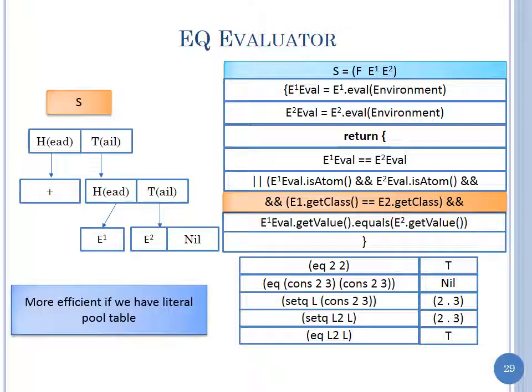And I'm going to argue that if we have a literal pool table, then EQ is faster. Why is that? It can be faster, not always.